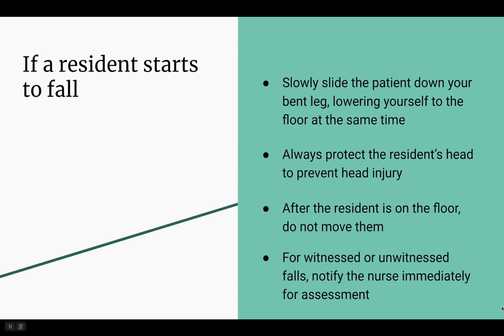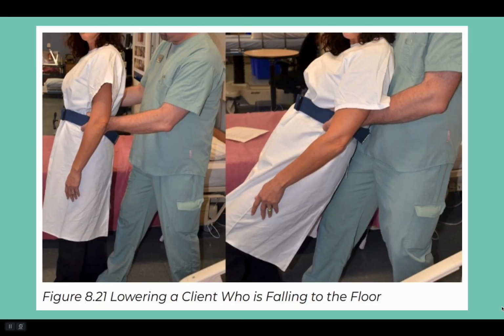For witnessed or unwitnessed falls, notify the nurse immediately for assessment. After the nurse has completed the assessment and met the resident's immediate needs, use a mechanical lift to transfer the resident back to a wheelchair or bed. An incident report will be completed by the nurse, and the NA will be asked to give a statement on what occurred and their actions in response to the situation. See the image of lowering a resident who is falling to the floor.